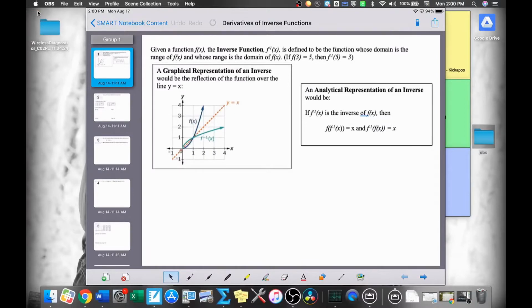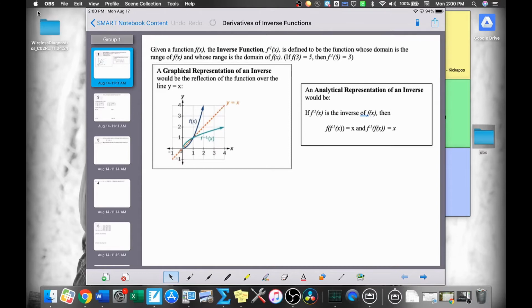Hello, math friends. Welcome to AP Calculus, Derivatives of Inverse Functions. This is our final section in Chapter 3, and this content is actually not provided for us in our textbook. However, it is on the AP exam, so I felt it was important to include it in the Chapter 3 content when we start talking about derivatives. Today, we're going to be talking about the derivatives of inverse functions.